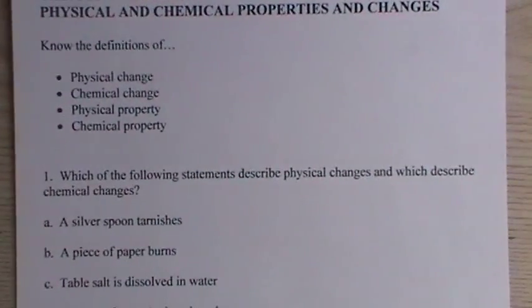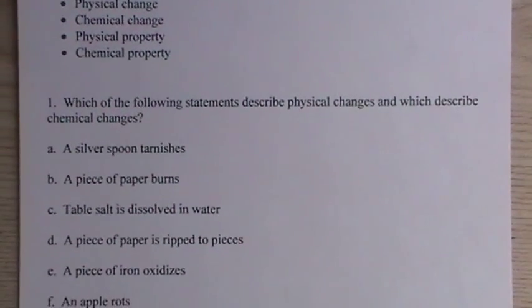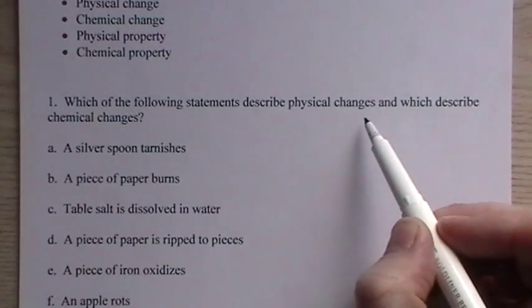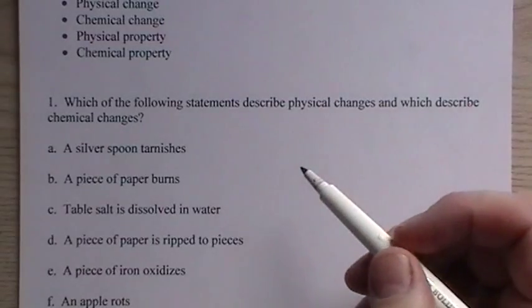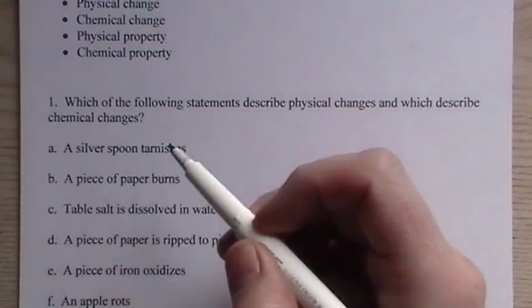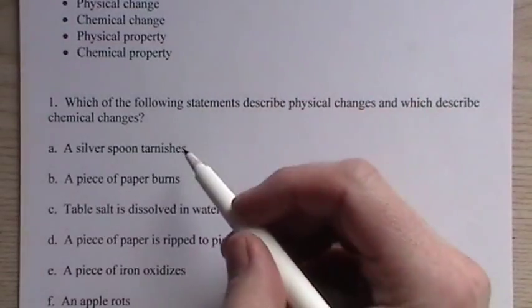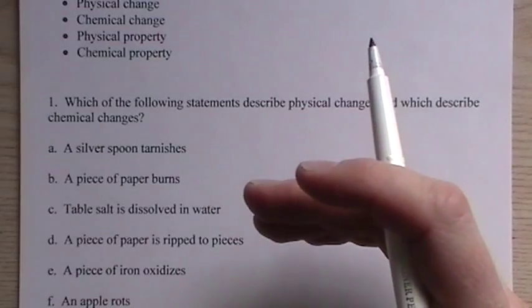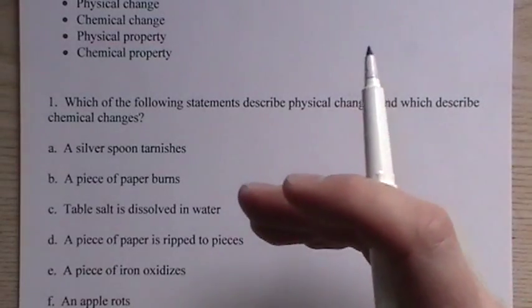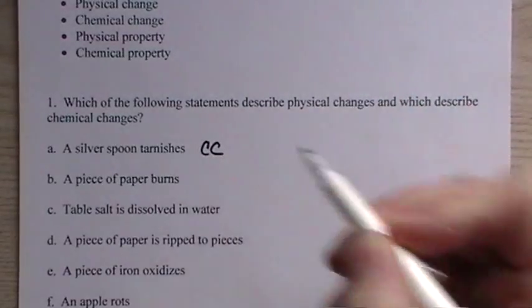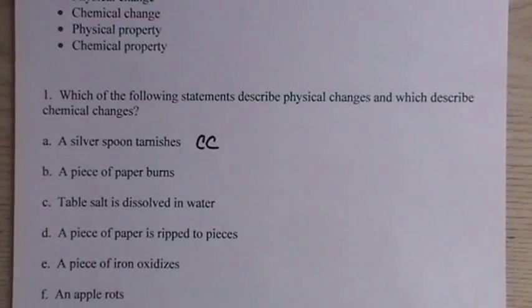So let's take a look here. Some of them are a little tricky, so it's worth going through here. Which of the following statements describe physical changes? Which describe chemical changes? A silver spoon tarnishes. Well, a silver spoon goes from being shiny and having that metallic look. Tarnish is a dull gray look to it, so it takes away the shininess, gives it a different color, so that's a chemical change.